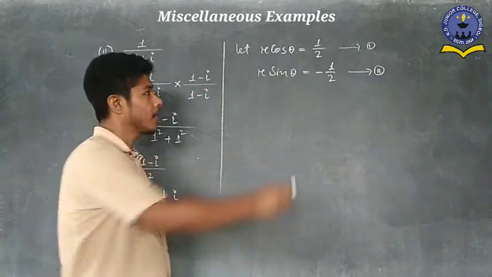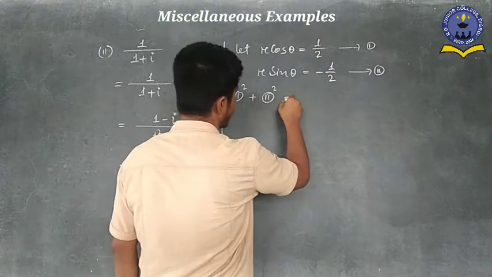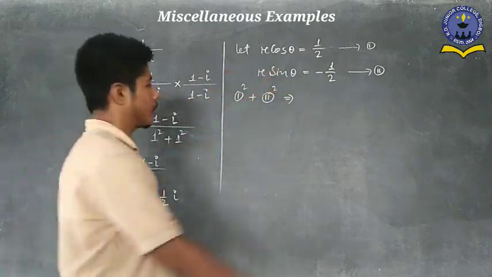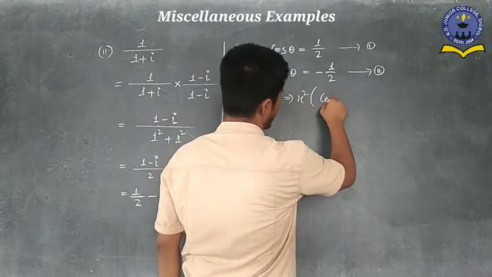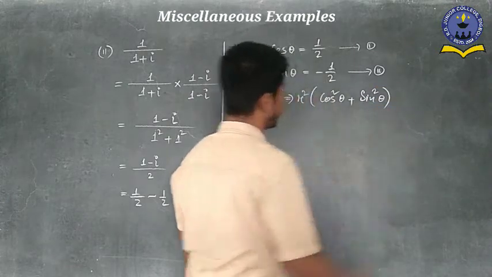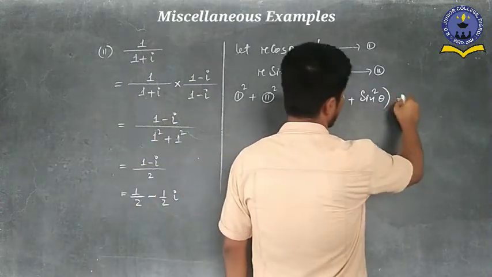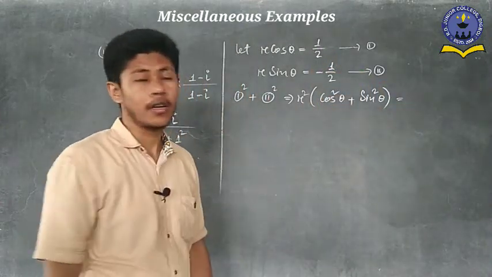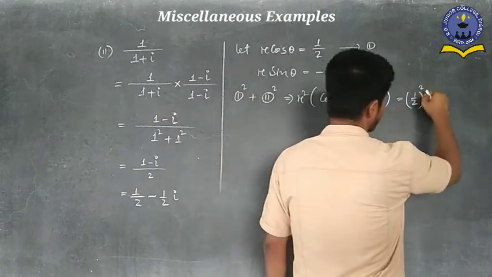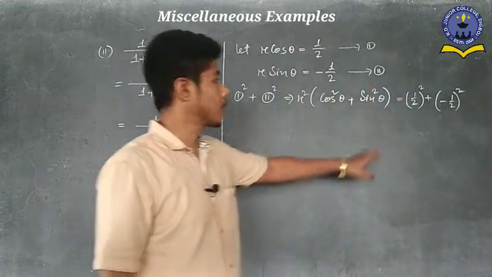And then what you have to do here is square and add. All of you know what to do. So this implies r square cos square theta plus r square sin square theta. So r square is common, and we write cos square theta plus sin square theta. Is it clear? R square into cos square theta plus sin square theta. And in the right hand side we have 1 by 2 whole square plus minus 1 by 2 whole square. Is it clear?